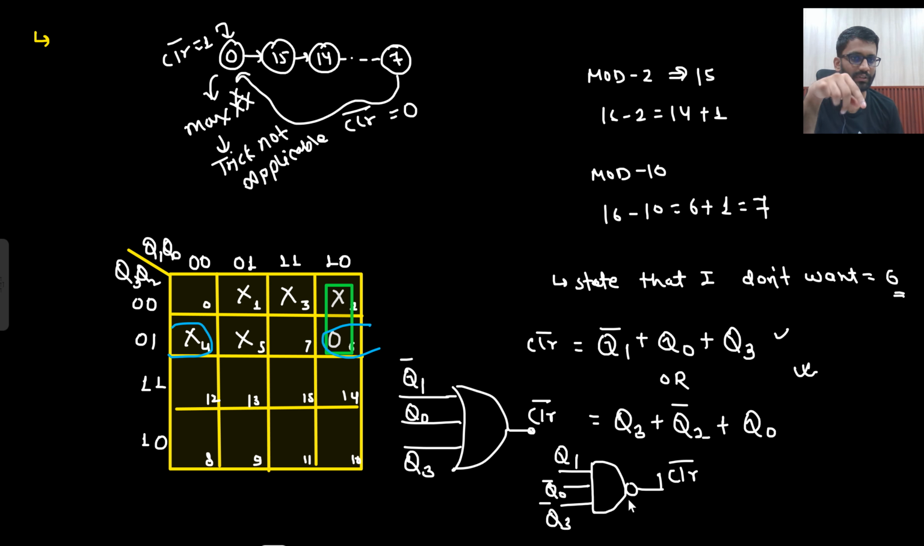Or I will use a 3 input OR gate with inputs being Q3, Q2 bar and Q naught. This is also correct. Or I will be using a 3 input NAND gate with inputs being Q3 bar, Q2 and Q naught. All options are correct.